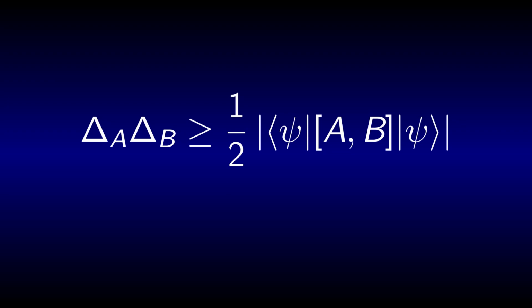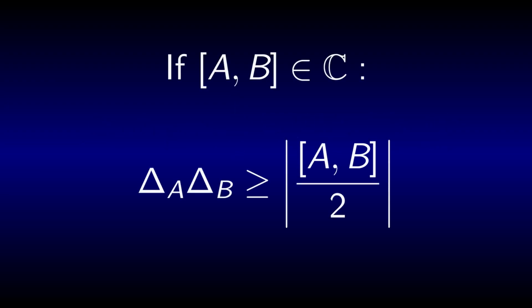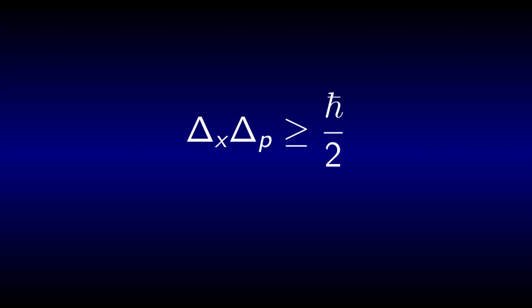The uncertainty of A times the uncertainty of B is always greater than or equal to the absolute value of 1/2 times the expectation value of the commutator of A and B with respect to the state psi of the system. If the commutator gives a number, this feels even more fundamental, because it can then be pulled out of the expectation value and the result becomes independent of the state of the system. This is, for example, the case for the position-momentum uncertainty.